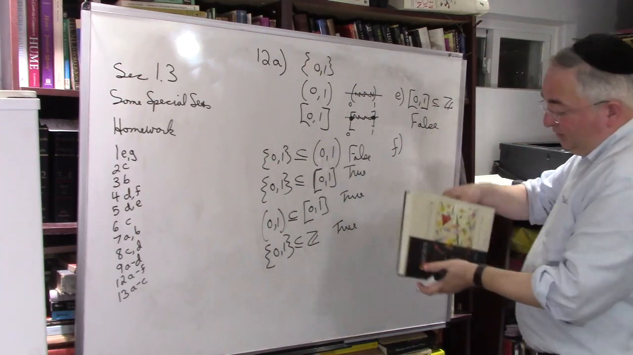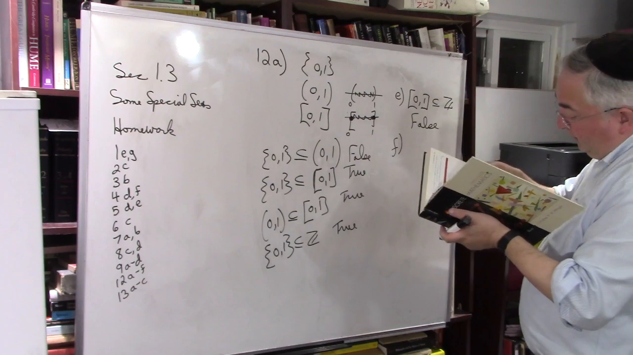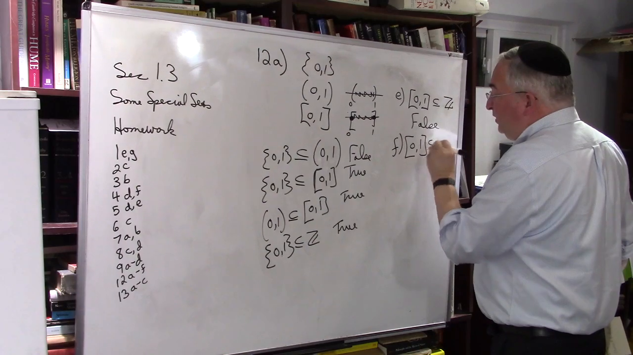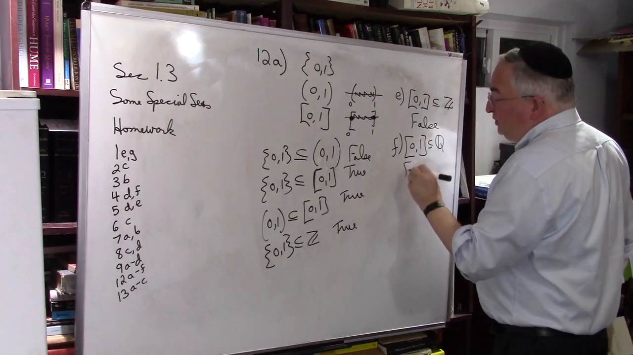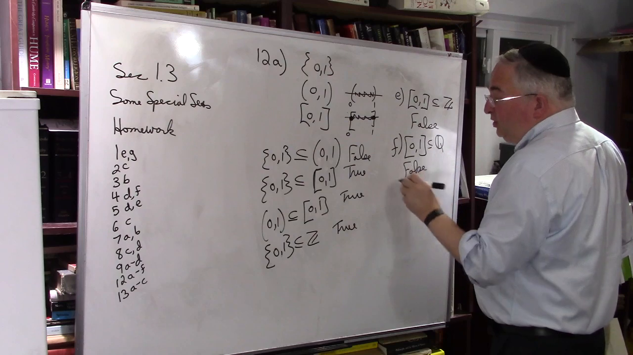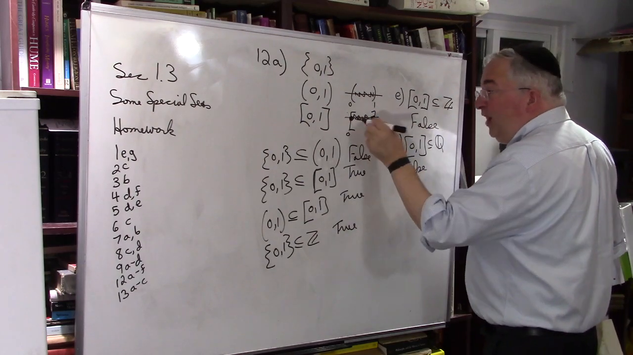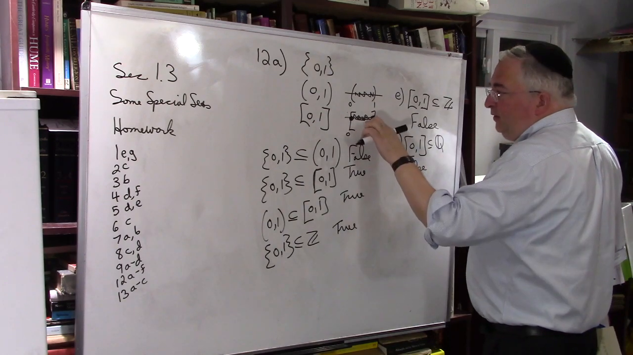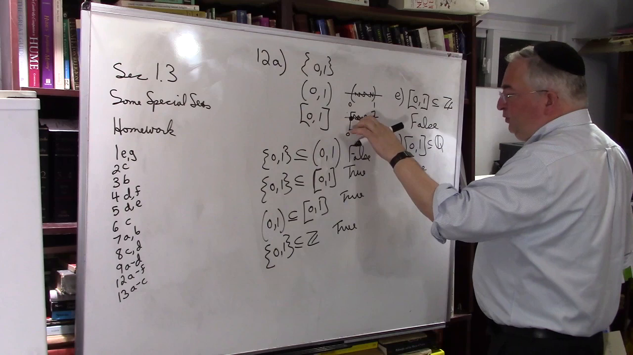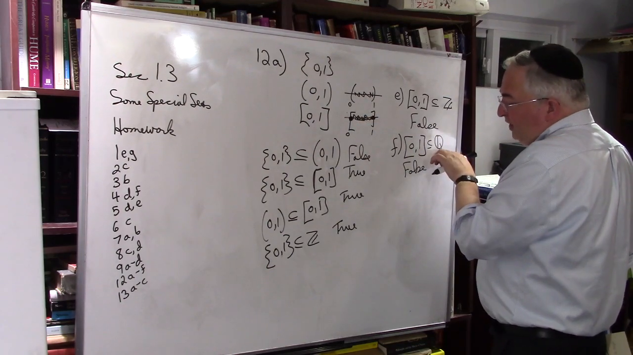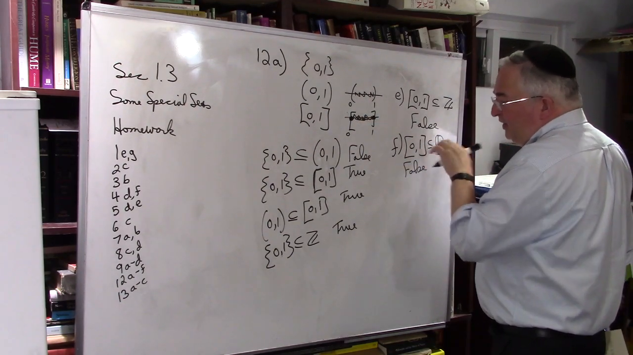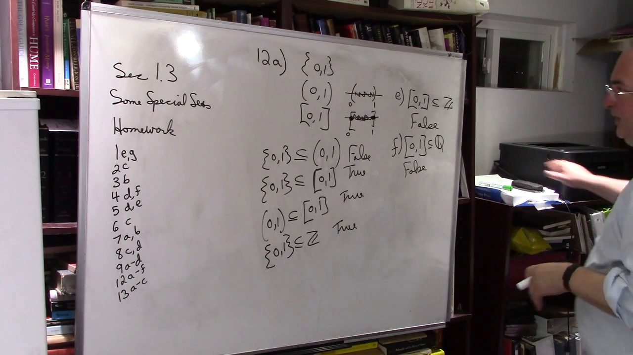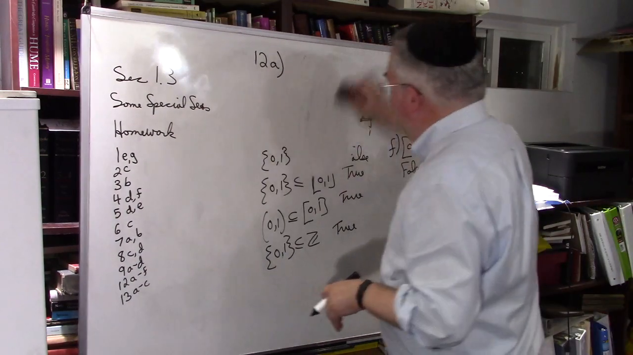In contrast, let's do F. [0, 1] a subset of Q, and the answer is this is also false. This is all real numbers, whether they're fractions or not. So there are irrational numbers between 0 and 1 here, and Q only contains rational numbers. So no, this is not a subset of that. That takes care of that. Next.